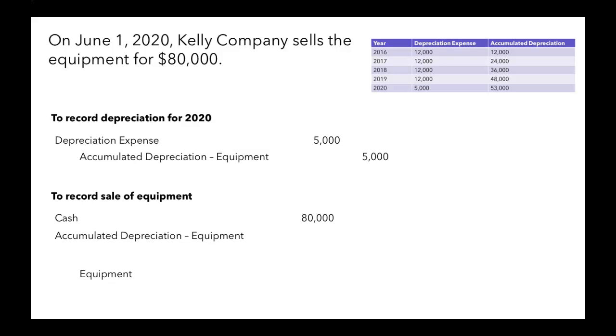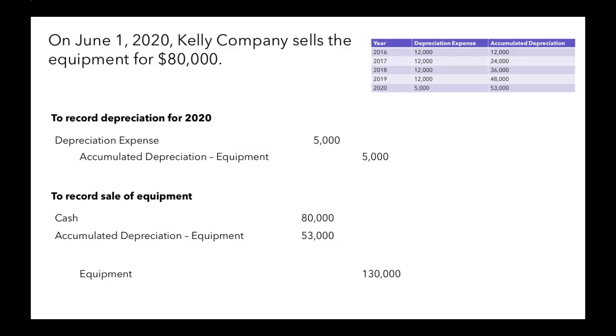So let's start plugging in our numbers here. Cash, we got $80,000, right? It tells us that Kelly Company sells the equipment for $80,000. So we debit our cash $80,000. We debit accumulated depreciation $53,000, and we get that number from that chart in the upper right corner. And equipment, that's going to be the initial cost of the equipment. That was $130,000. So your debits and your credits don't equal. Why is that? Well, you either have a gain or a loss.